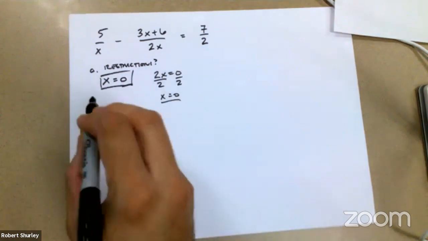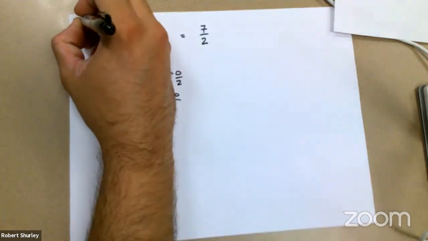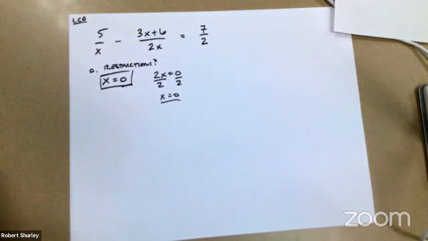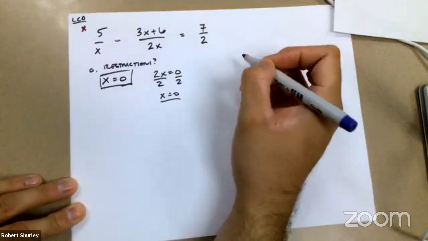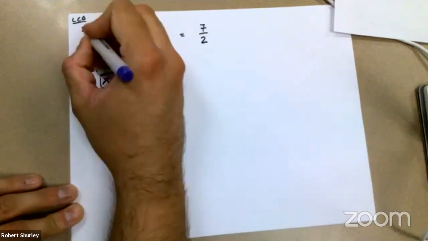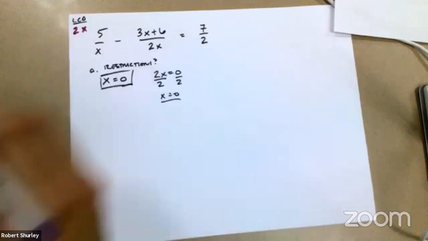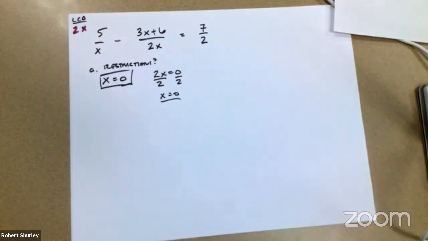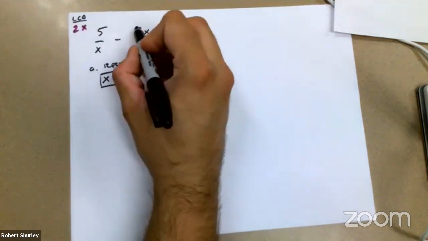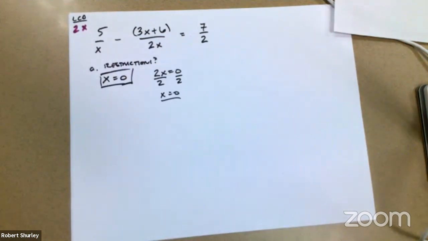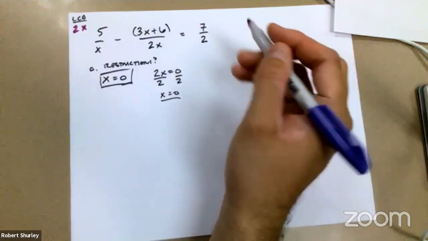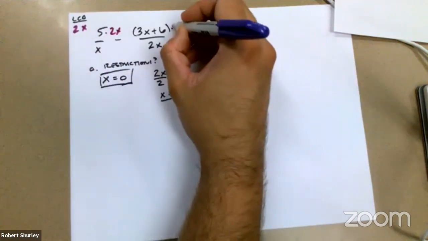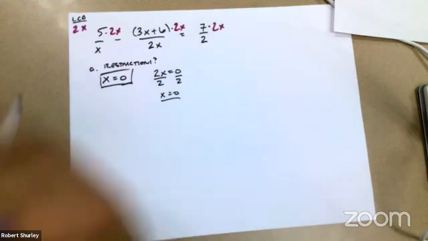So we've got to now come up with the LCD. Okay, now look, I've got an x in these two, so I know I'm going to need an x. I've got a 2 in these two, so I know I'm going to need a 2. So 2x is going to be my least common denominator. Oh, you know what I forgot to do? Put parentheses around that. Okay, so I'm going to multiply 2x by everything. 2x here, 2x here, and 2x there.